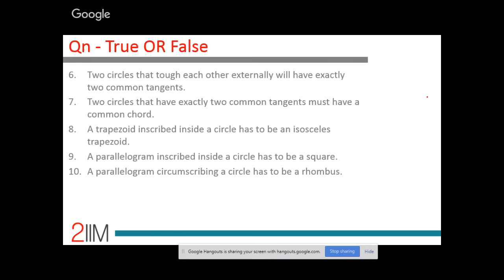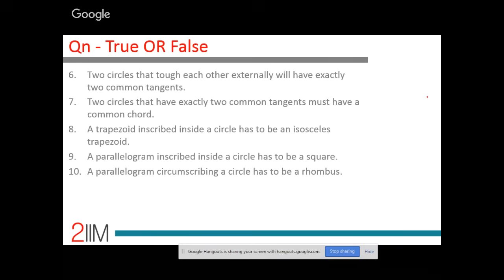A parallelogram inscribed inside a circle has to be a square. Why not? It can be a rectangle. In a parallelogram, opposite angles are equal. In a cyclic quadrilateral, opposite angles are supplementary. So for a parallelogram inside a circle, opposite angles should be equal and supplementary, so 90. Therefore, all four angles should be 90. It should be a rectangle. It need not be a square.